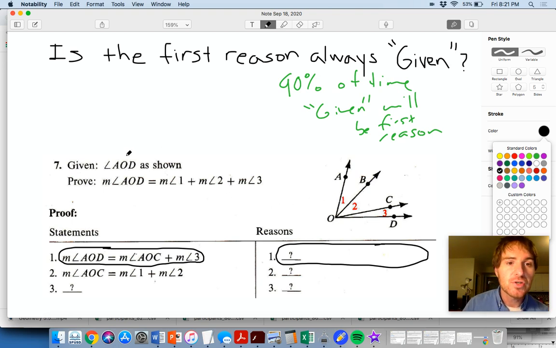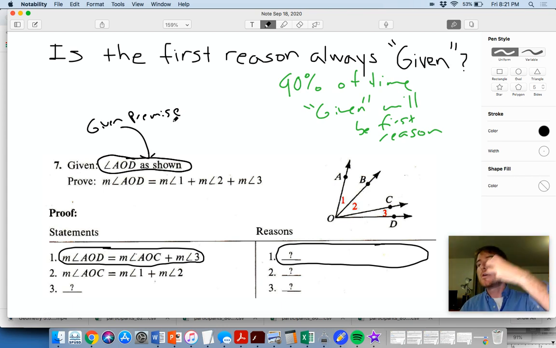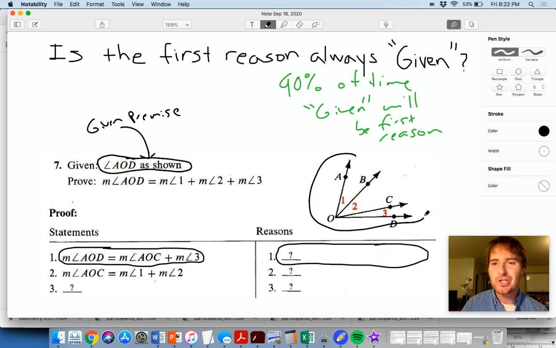But getting back to the structure of this, the given here comes after our if, but I've been calling it something different recently too. I've been calling this the given premise. A premise is just kind of like a situation. It's a beginning fact that we have that we're going to build on. So our given fact here is that angle AOD is as shown. Interesting. So we have the given premise, and then the given premise is just pointing us to this angle AOD.